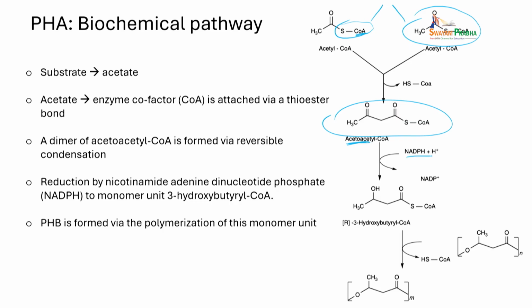Then this is actually reduced by nicotinamide adenine dinucleotide phosphate, in short NADPH. So NADPH will reduce this dimer to form 3-hydroxybutyryl coenzyme A. So this is your monomer. Once you have this monomer, then this can be polymerized by removal of the enzyme, and you can see that from here to here we have basically a polymerization of the monomer. So that's the proposed mechanism for how bacteria convert the substrate into PHA molecules.